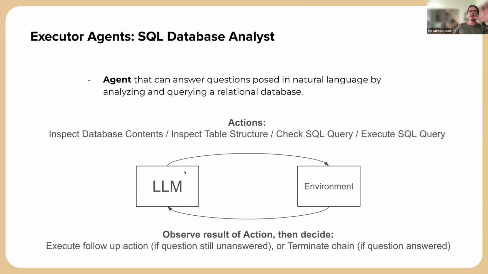So we have an agent here, which I will show the prompt of in a second, that can perform 4 different actions. It can inspect the database that it is connected to. It can inspect the table structure. It can check the quality of the query sent to the database, and it can also send the query to the database. And then it can observe the results of the actions and do this again, or terminate the chain if the question is answered.